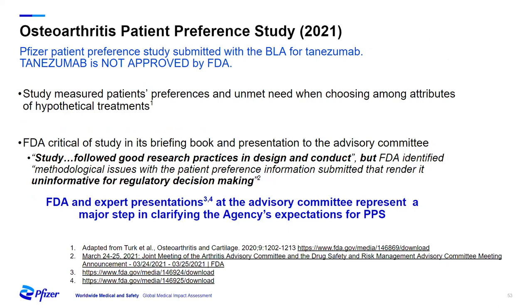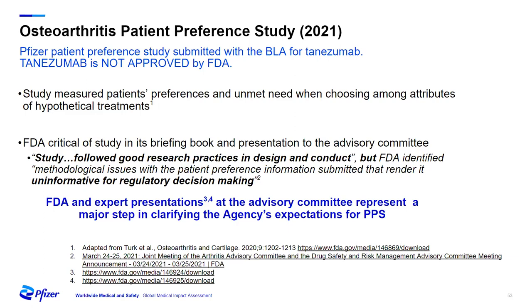And I think this is the most important event here that we see. While they acknowledged that the study followed good research practices, they said the study is not quite right to be informative for regulatory decision-making. And they said why. And they did that in two ways. They had a presentation by Deborah Marshall from the University of Calgary that said, this is how we implement the 11 good research practices that Michelle and I have both mentioned before.